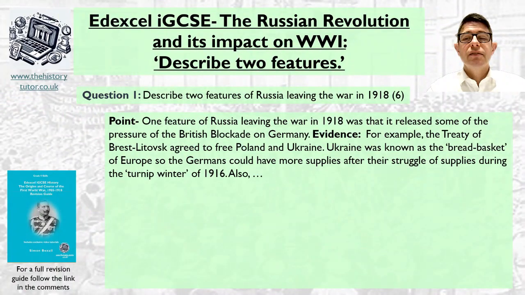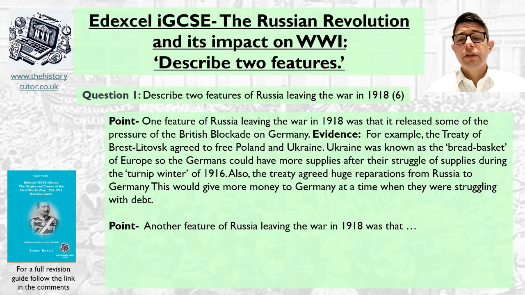Okay, so I've said that, for example, the Treaty of Brest-Litovsk agreed to free Poland and Ukraine. Ukraine was known as the breadbasket of Europe, so the Germans would have more supplies after their struggle for supplies during the turnip winter of 1916. Then I've started setting up another example. Hopefully your example has a couple of nice facts in there, or some good understanding of the event to describe what's going on. See if you can add another piece of detail to this idea, another example, or further description. Pause now, see if you can add a bit more.